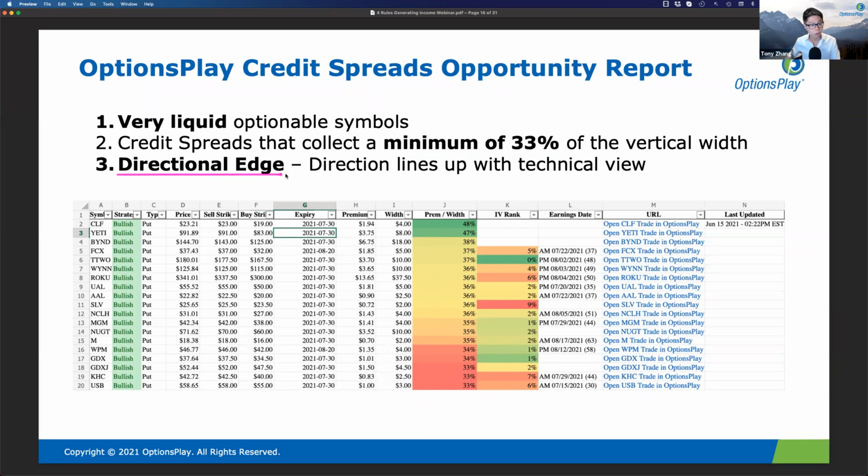And lastly, we also look for directional edge. Let's say I find a put spread credit spread that has a very strong risk to reward ratio, but we have a bearish view on it, that doesn't do us any good. So we line up all three things: something that is very liquid, with a tight bid-ask spread and a fair amount of open interest, so we know we can trade at the midpoint, collecting at least 33% of the width, and collecting that directional edge.